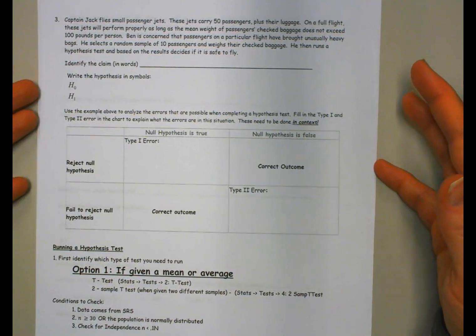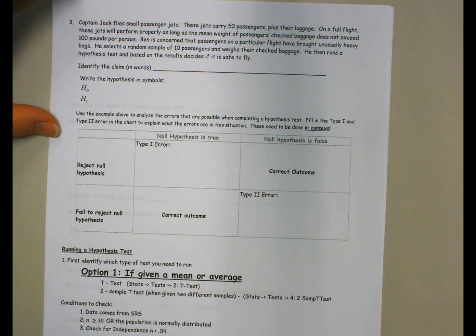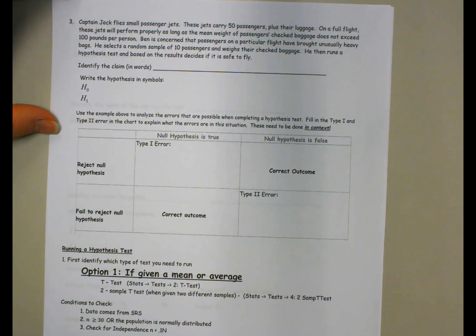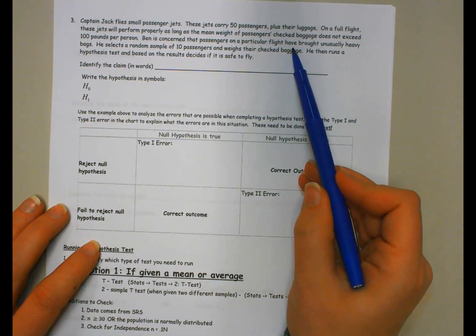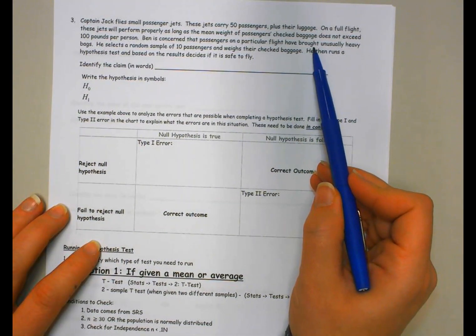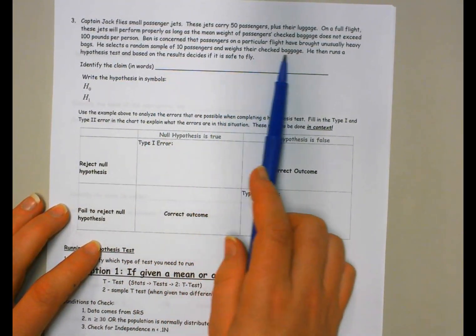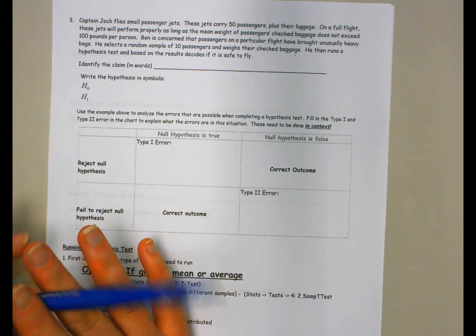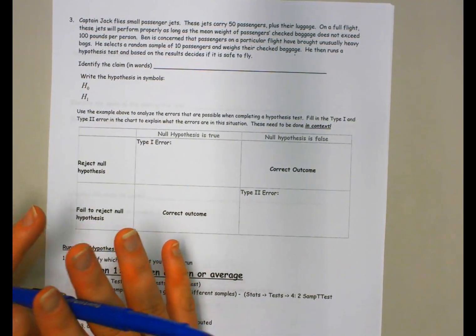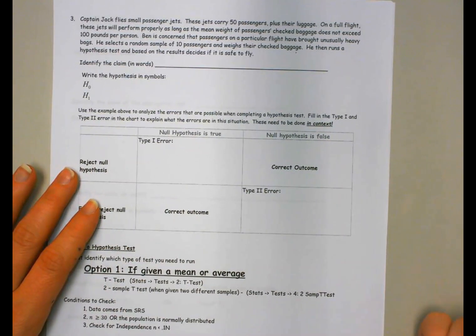All right, so it says Captain Jack flies small passenger jets. These jets carry 50 passengers plus their luggage. On a full flight, these jets will perform properly as long as the mean weight of passengers' checked bags does not exceed 100 pounds per person. Ben is concerned that the passengers on a particular flight have brought unusually heavy bags. He selects a random sample of 10 passengers and weighs their checked bags. He then runs a hypothesis test and bases the results to decide if it's safe to fly.